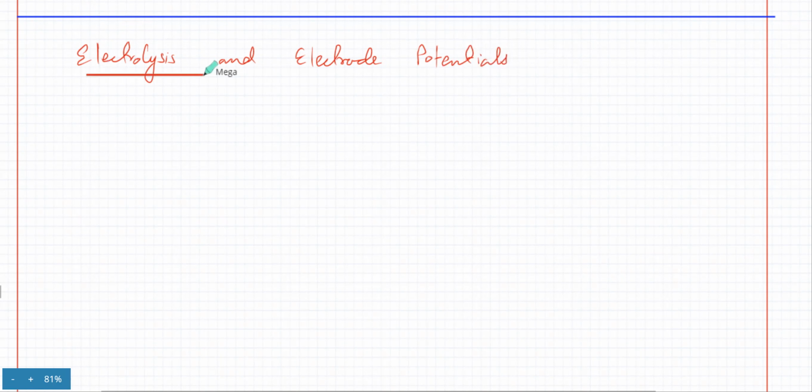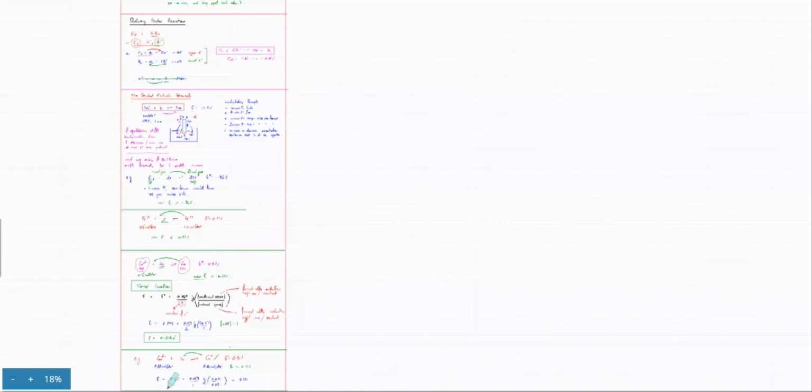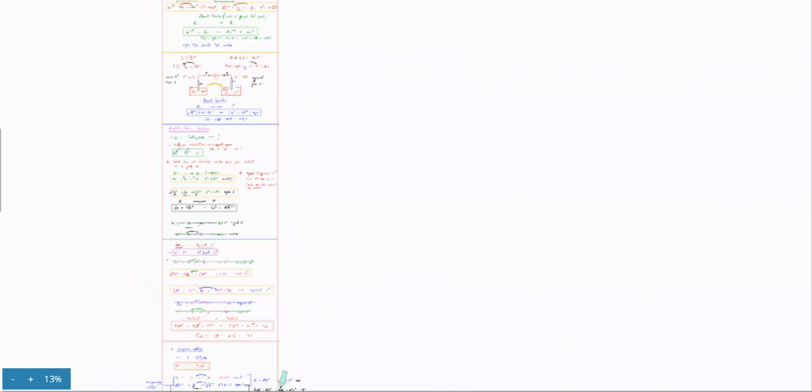And in this class, we're going to study electrolysis. And electrolysis is related to electrode potentials. Now, electrolysis is kind of different from what we had studied earlier. Earlier we were studying cells.